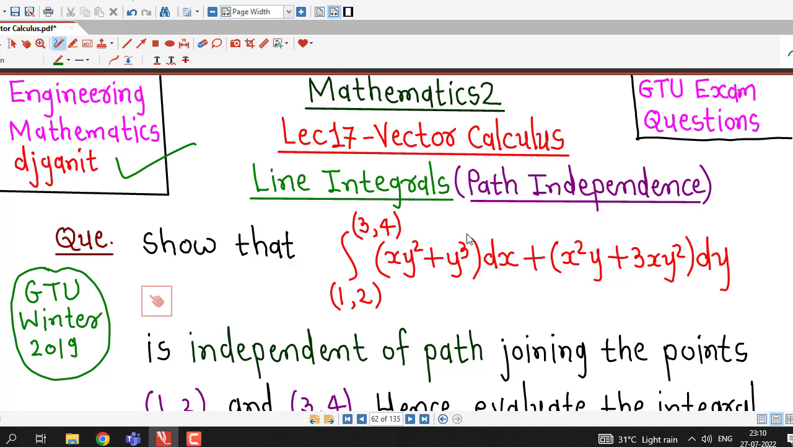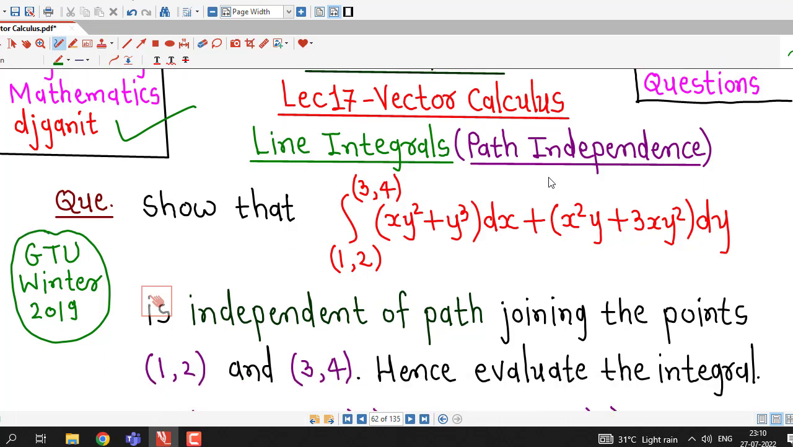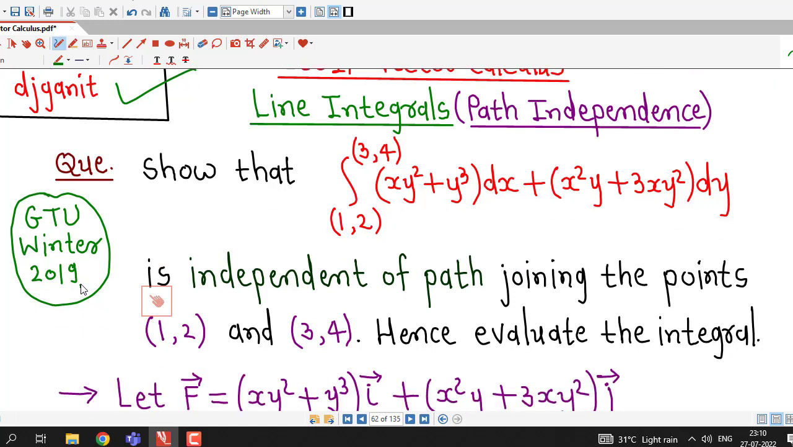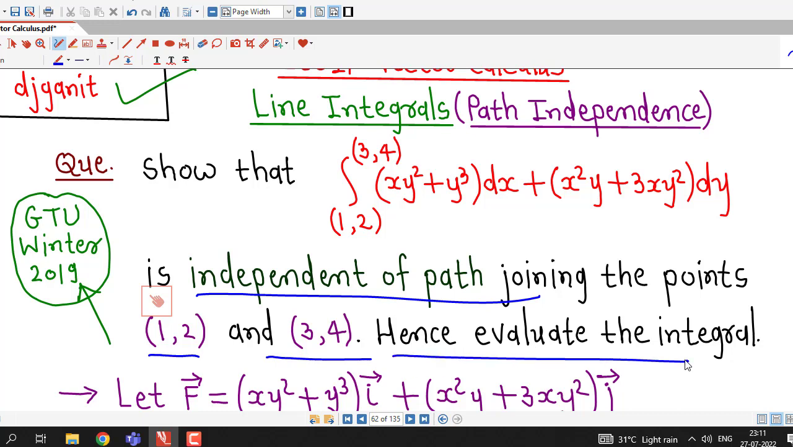In this lecture we will discuss one more question on path independence of line integrals. This question was asked in GTU Winter 2019 exam. The question is: show that the line integral of (xy² + y³) dx + (x²y + 3xy²) dy between the points (1, 2) and (3, 4) is independent of the path joining the points (1, 2) and (3, 4). Hence evaluate the integral.